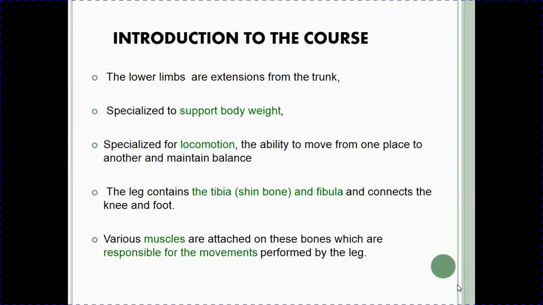Course. The lower limbs are extensions from the trunk. They are specialized to support the body weight. They are specialized for locomotion, the ability to move from one place to another and maintain balance. The leg contains two bones, tibia and fibula, and connects the knee and the foot. Various muscles are attached on these bones which are responsible for the movements performed by the leg.